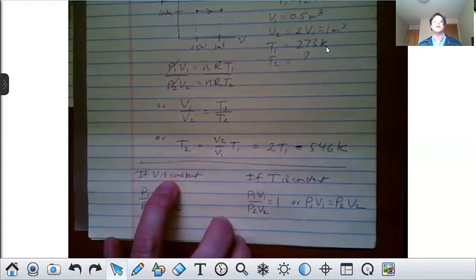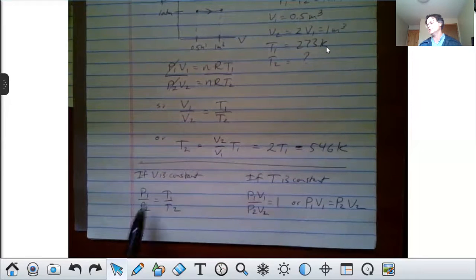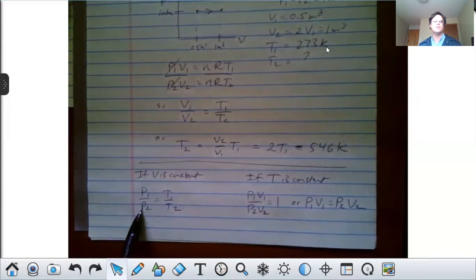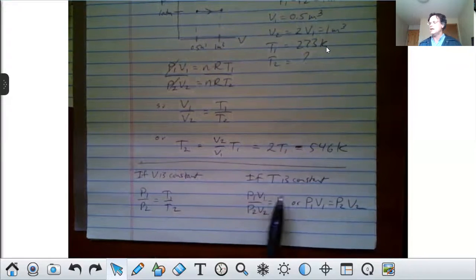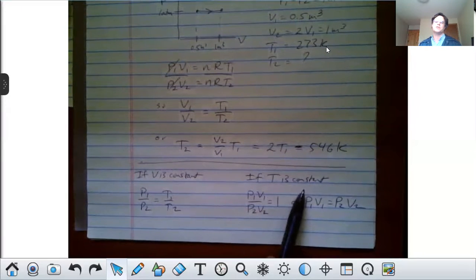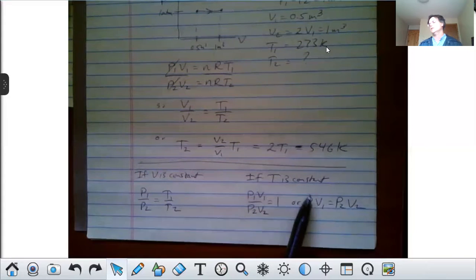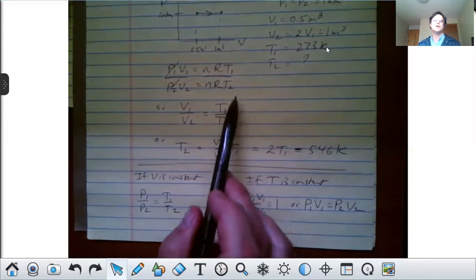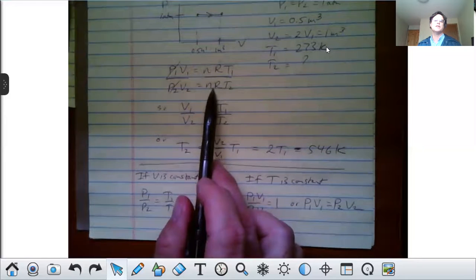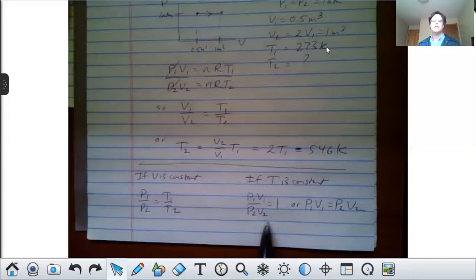So we can have what's called an isovolumetric process, which is where the volume is constant, and then you have P1 over P2 equals T1 over T2. Or you could have a temperature constant process, which is also called an isothermal process, and dividing again with a constant temperature here, this whole right-hand side cancels and I just get 1. I get this expression, or rearranging it, I get P1V1 equals P2V2.